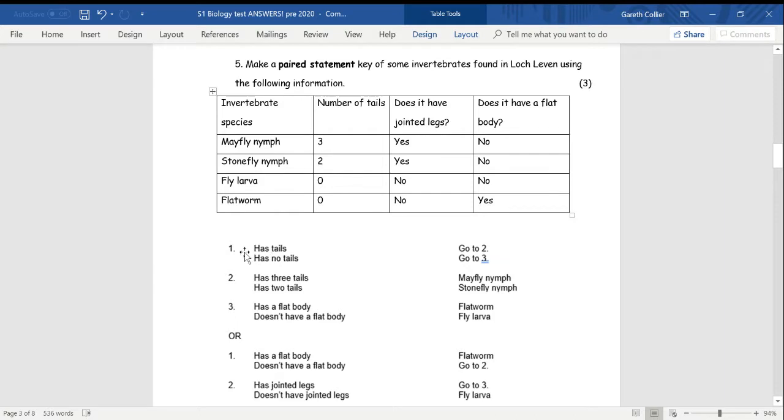So if question 1 was has a tail or doesn't have a tail, to identify the organisms, you could say has a tail, go to question 2. Has no tail, go to question 3.